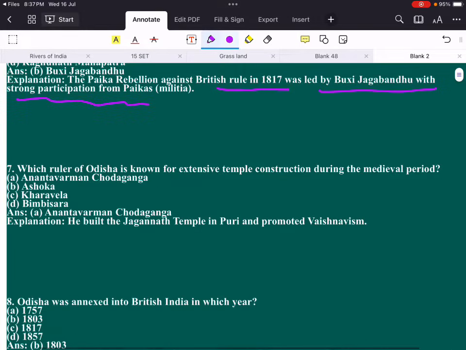Question number 7. Which ruler of Odisha is known for extensive temple construction during the medieval period? That is Anantavarman Chodaganga. Option A is the correct answer. He built the Jagannath temple in Puri and promoted Vaishnavism.